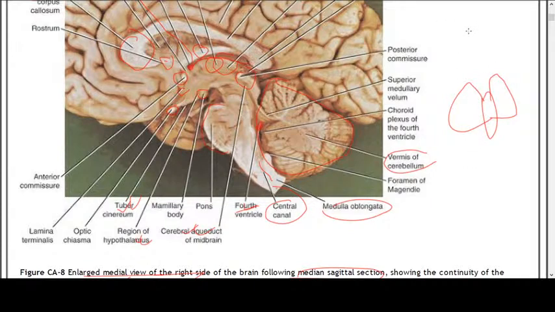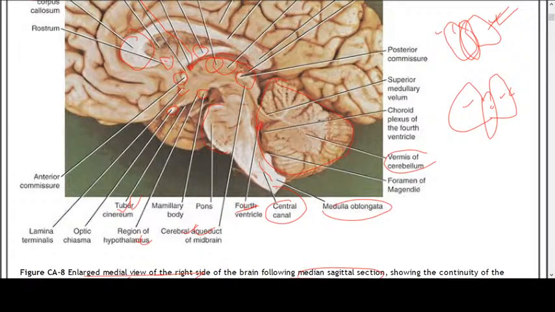Cerebellum also is basically similar to a butterfly. We could compare it with the butterfly. For instance, these are the wings of the butterfly, and the middle structure is the body of the butterfly. And in the case of cerebellum, this is vermis and this is hemisphere, similar to the butterfly.